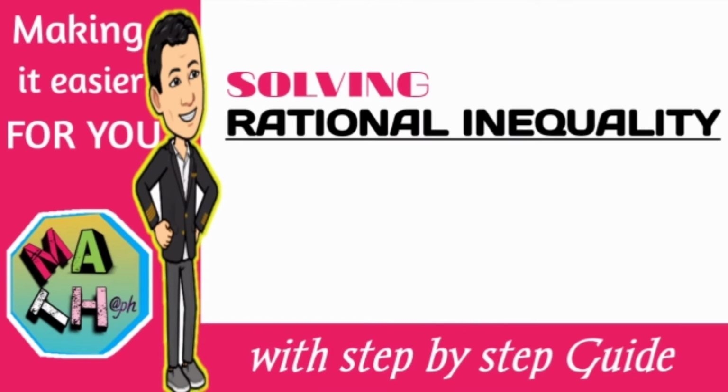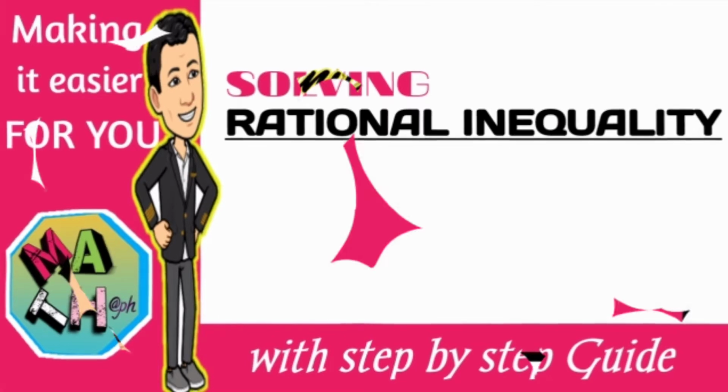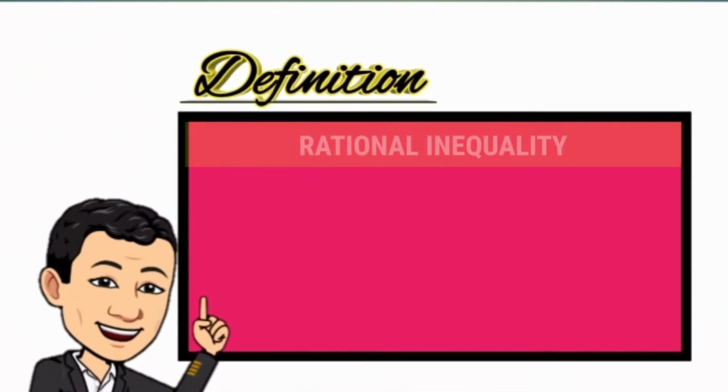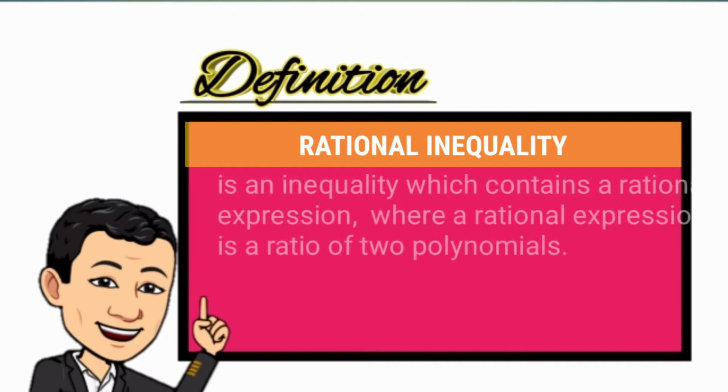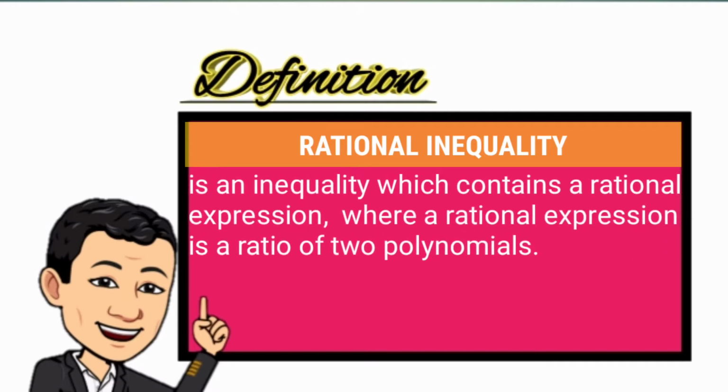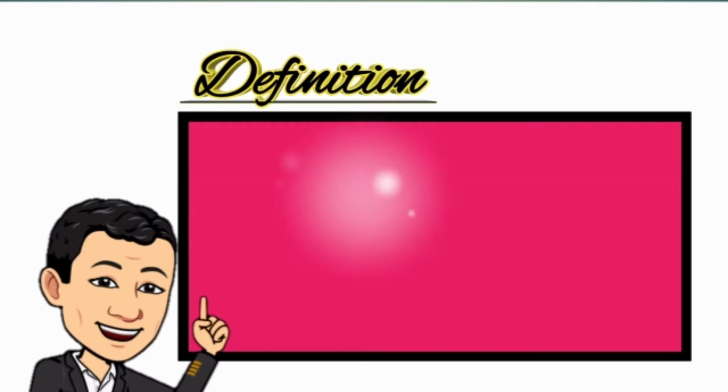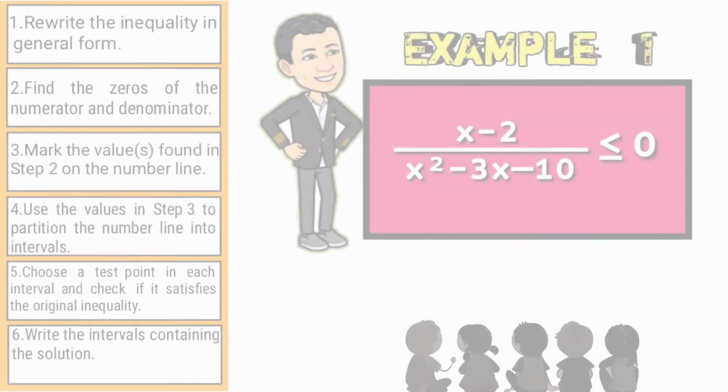Today I'm going to teach you how to solve rational inequality. Rational inequality is an inequality which contains a rational expression, where a rational expression is a ratio of two polynomials. So let us jump straight into this example.